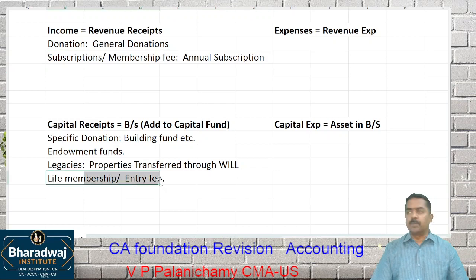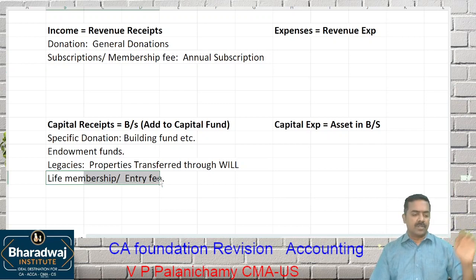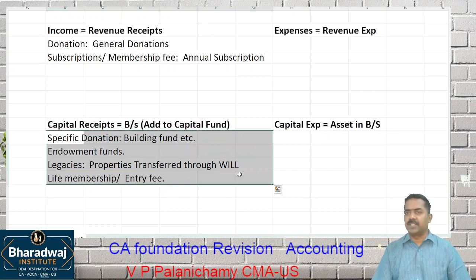Life membership fees: you pay one-time fees and you become a life member. That's received one time for various years' benefits. So that will be taken as which one? Capital receipt. Now it will be taken to the balance sheet, that's all.